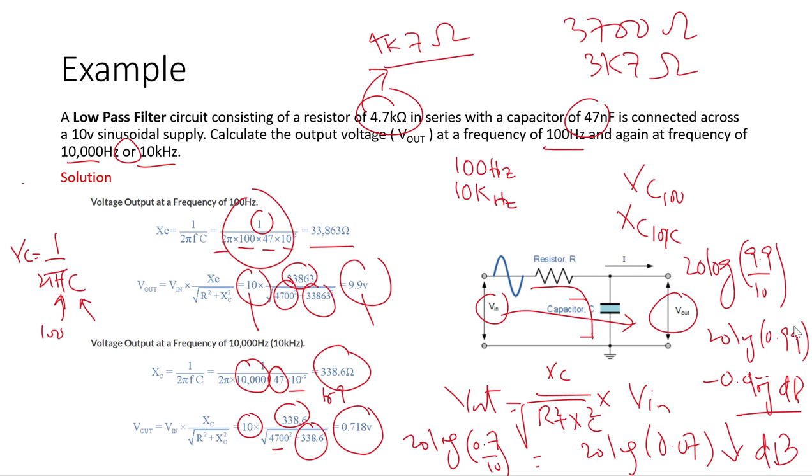So this is what happens if we increase the frequency. This clearly says that this filter that we are discussing is a low pass filter. It allowed 100 Hz, but it didn't allow 10K Hz.